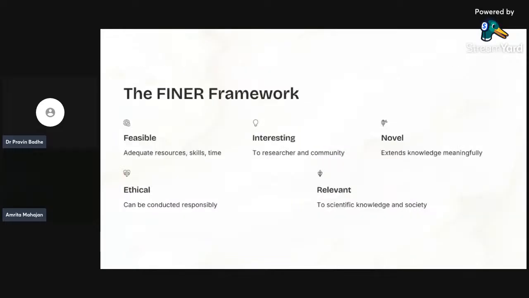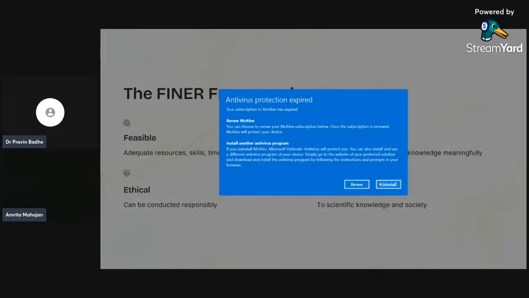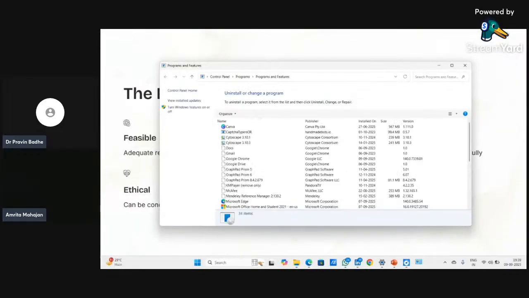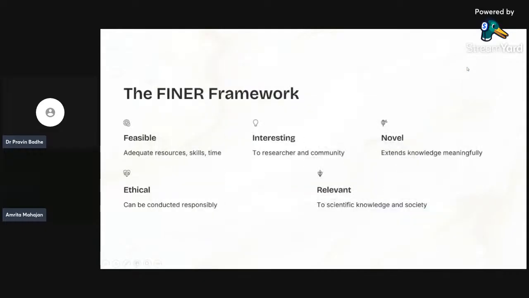The next comes the FINER framework. The F stands for feasible, I stands for interesting, N stands for novel, E stands for ethical, and R stands for relevancy. Feasibility is like, do you really have the resources or skills or time and participants to do the study? For example, a small lab may not attempt a full genome sequencing project. So it might be a feasibility question.